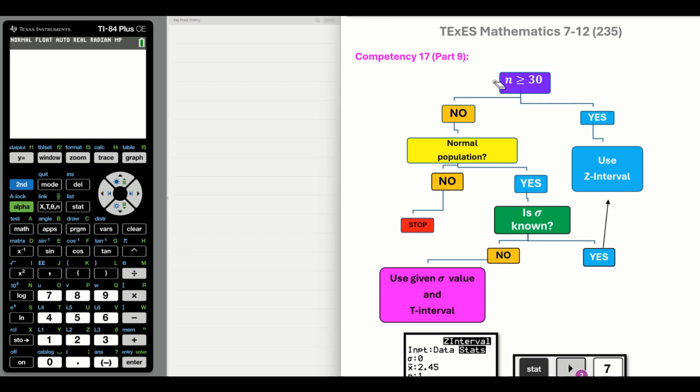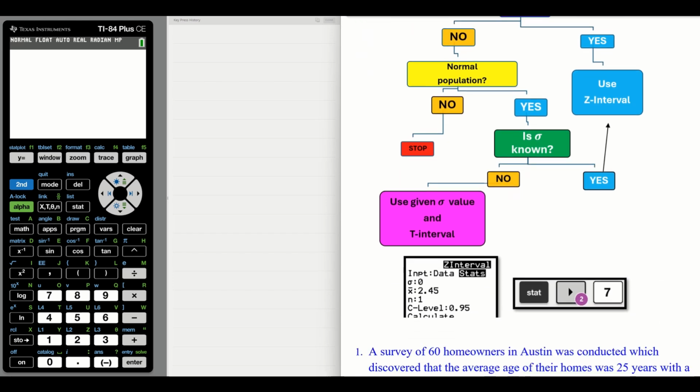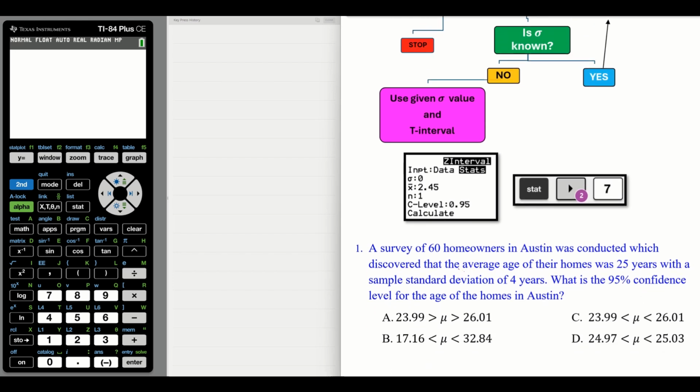I go ahead and use the information given for my deviation, but I'll have to switch to a t interval. So in most cases, we will just go ahead and use our z interval. Every once in a while, if I don't have the information I need, I can use a t interval. So let's try number 1.